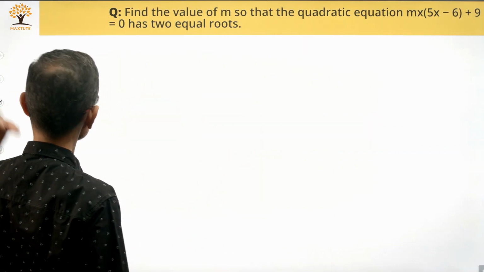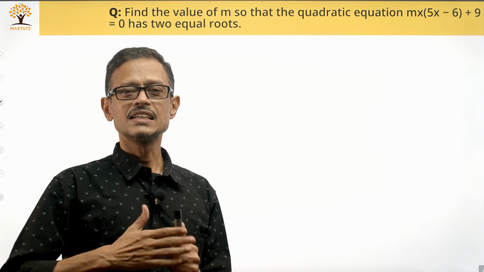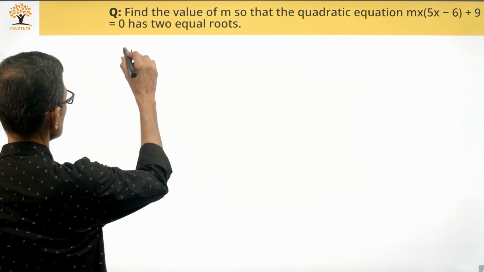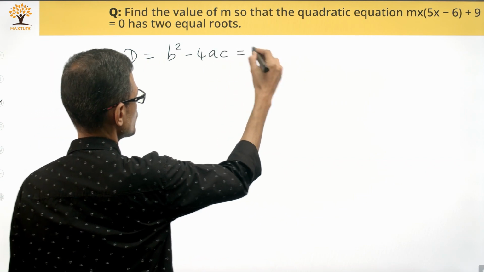What's the condition for equal roots? The quadratic equation is ax square plus bx plus c equals 0. Then if the discriminant is equal to 0, it will have two equal roots. The discriminant of a quadratic equation is given by b square minus 4ac equals 0.